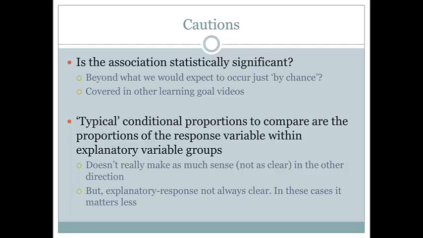Second, typically when you compute conditional proportions, you look within groups created by the explanatory variables. It doesn't make as much sense to go in the other direction. You could compute conditional proportions within response variable groups, but typically, conceptually, those don't make as much sense in the context of the problem. There are, however, cases where the explanatory response variable relationship is not so clear, so it's hard to say which one's the explanatory, which one's the response. In those cases, then, it doesn't matter as much which direction you compute your conditional proportions.